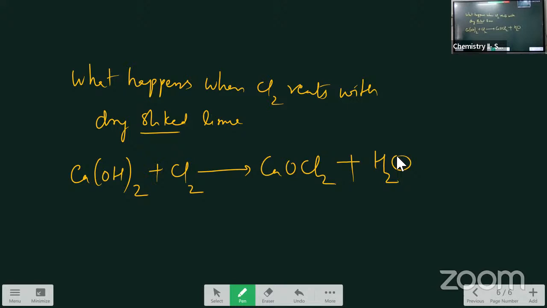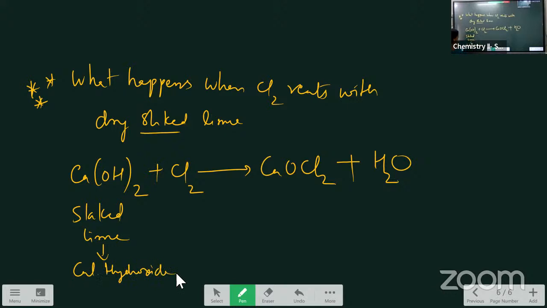Very important 2 marks question from this 17th group elements. What happens when Cl2 reacts with the dry slaked lime? This is slaked lime. What is the chemical name? This is the common name, slaked lime. The chemical name is calcium hydroxide.